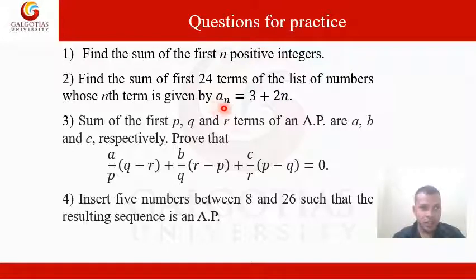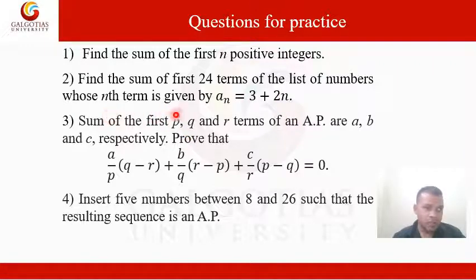You can take here n equal to 1, so 3 plus 2. Similarly n equal to 2, put 2 here, and so on. And you can apply the formula for S24, which will be equal to 24 by 2 times (2a plus (24 minus 1) into d), where d is your common difference.